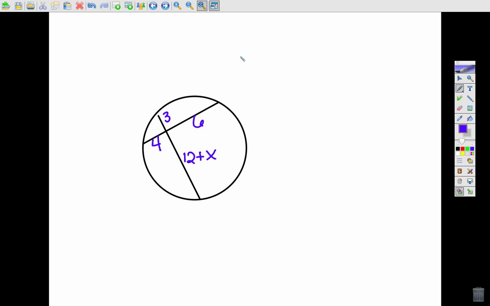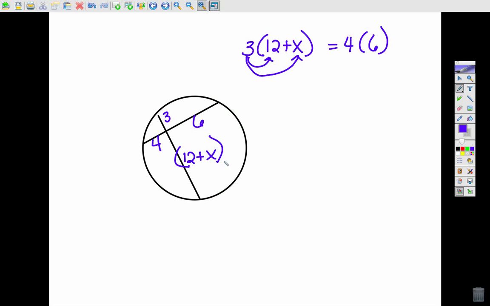All right, so what are we going to do? We're just going to set it up exactly the same way. We're going to have 3 times 12 plus x equals 4 times 6. Now this 3 needs to be distributed. That's the part that I feel like a lot of people are going to mix up, because you're not going to put parentheses around this entire part, but it's the entire piece of 3 times the entire piece of 12 plus x. All right, so 12 times 3 is 36.